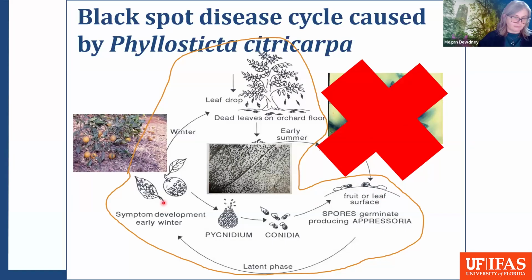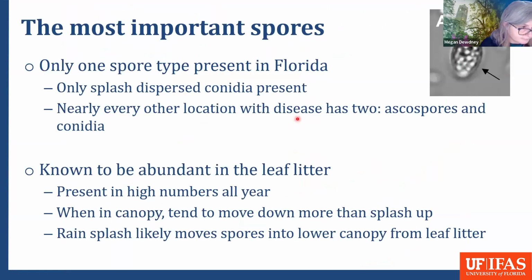We still get this latent phase, and the symptomology is all the same. And then we get an application of the inoculum with the dead leaves on the orchard floor, so it's just sort of a little bit of a truncated leaf cycle, but it's something we need to be familiar with. So we only have one type of spore. I want to reemphasize that in Florida, it's the asexual form. They are splash-dispersed conidia, so they're supposed to only move with water and not so much with wind.